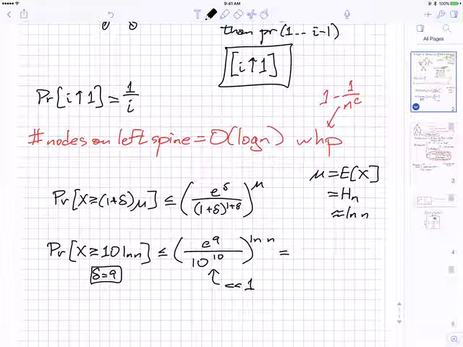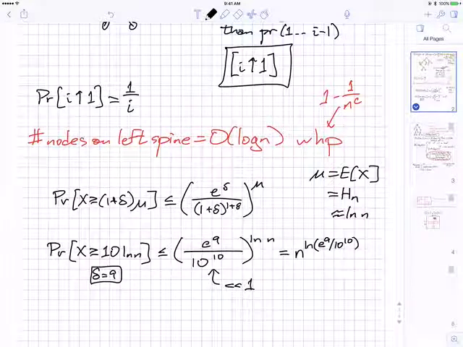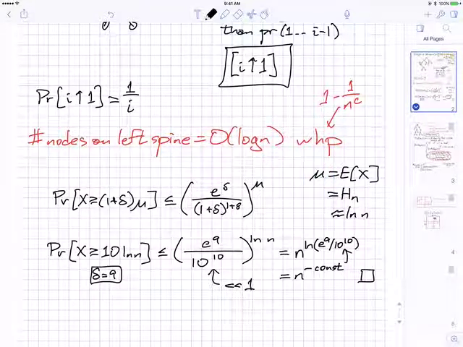And so I can do the game that I usually play with logs. This is the natural log of e to the 9th over 10 to the 10th. This is n to the minus some constant. And now I'm done. I don't have to figure out what the constant is. 10 to the 10th is clearly bigger than e to the 9th, and so that fraction is less than 1, so the log of that fraction is negative. I get n to the negative constant. That's all I wanted.